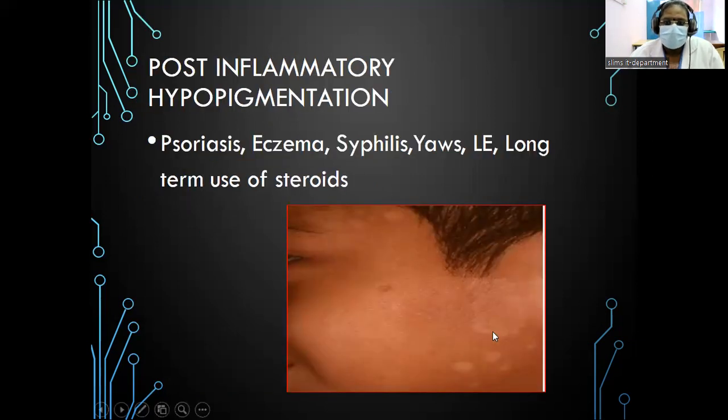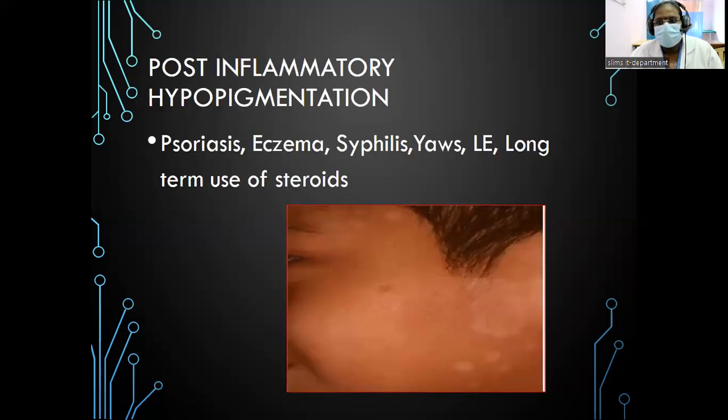This is typical of post-inflammatory hyperpigmentation. Previously, some inflammatory pathology, might be psoriasis, eczema, syphilis, yaws, lupus erythematosus, or due to long-term use of steroids, the lesions are being modified, leading on to post-inflammatory hyperpigmentation. It's one of the differential diagnoses for the hypopigmented type of pityriasis versicolor.